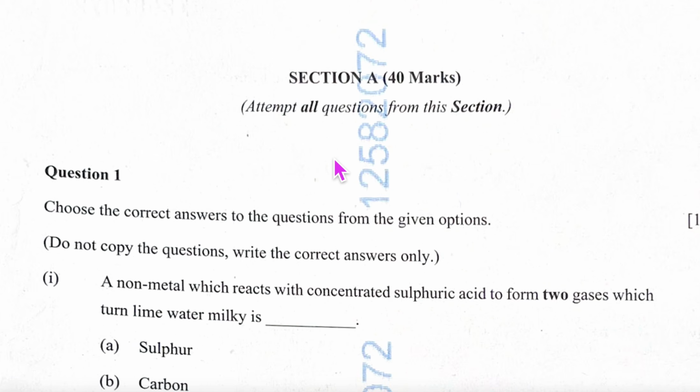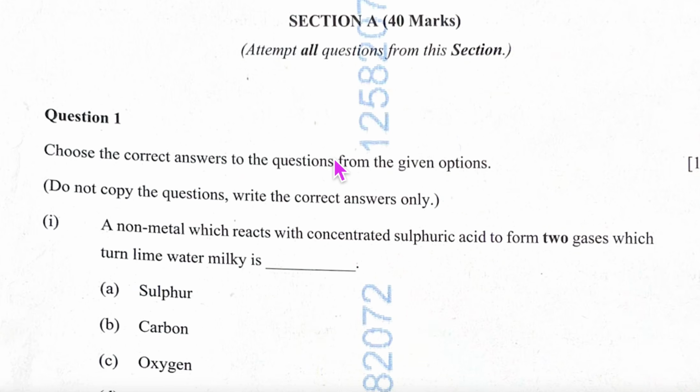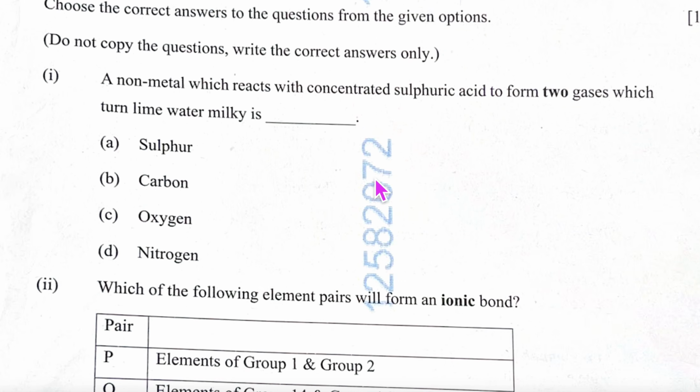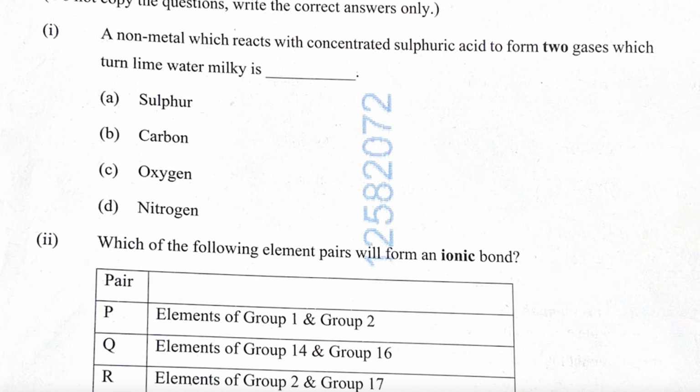Let us come to section A question 1. Choose the correct answers. Do not copy the questions. Write the correct answers only. Look at the first one. A non-metal which reacts with concentrated sulfuric acid to form two gases which turn lime water milky.